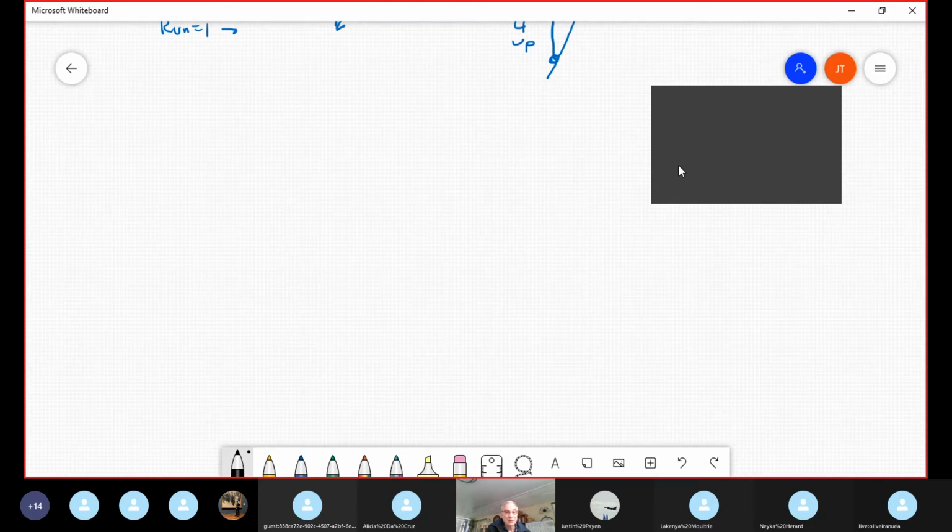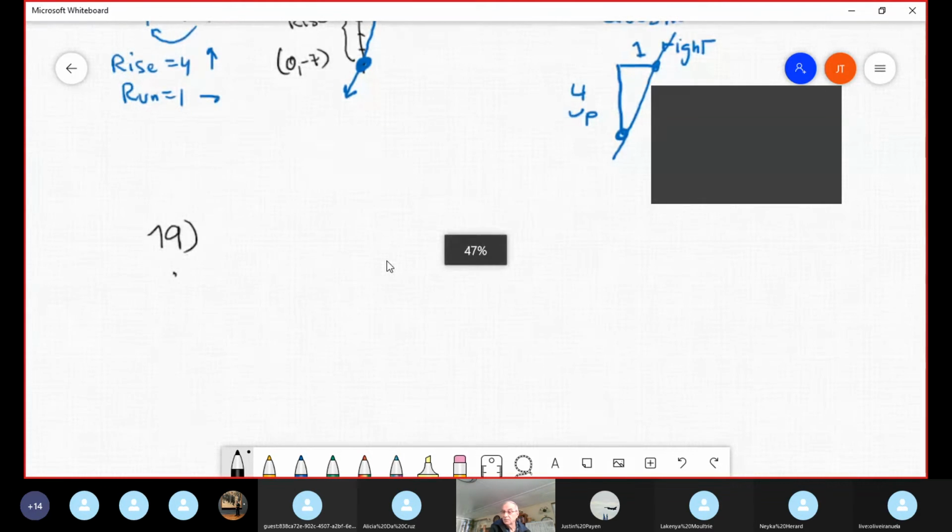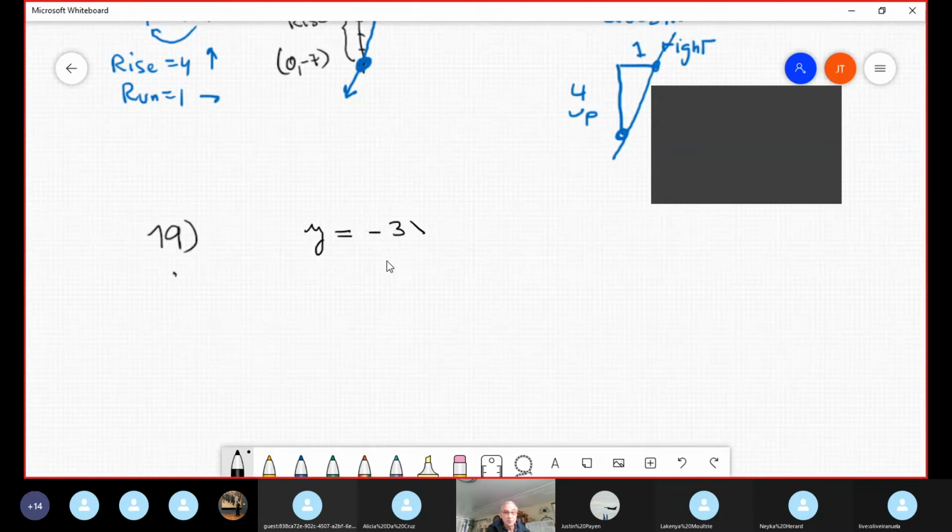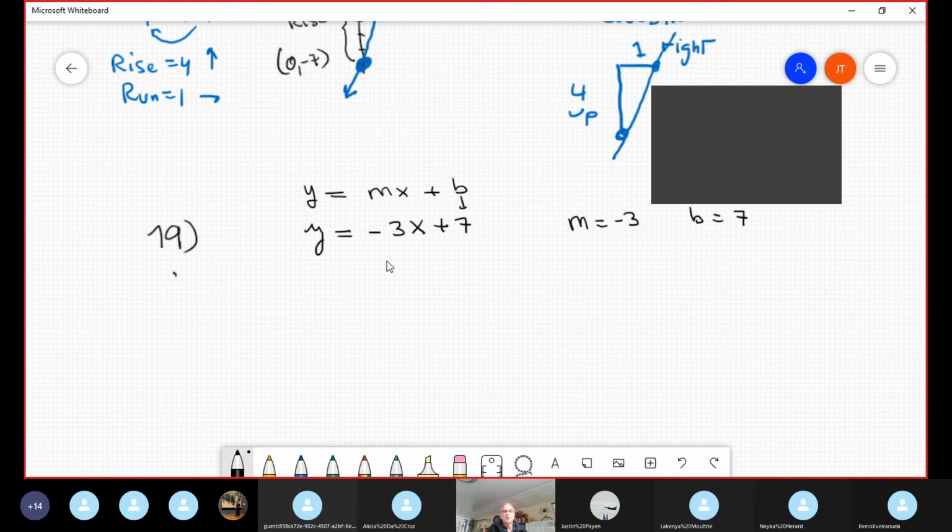19 is similar. The equation given is y equals minus 3x plus 7. Immediately, I recognize that the slope is -3 and b is +7, correct? Because my general equation is like that. b is 7, m is -3.